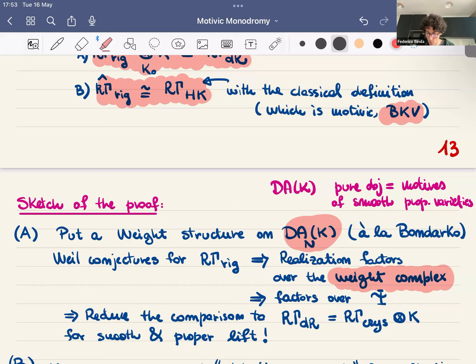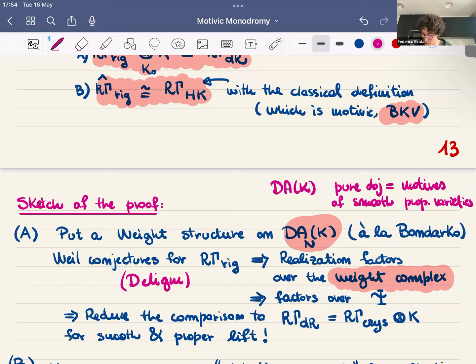Now, if you use the Weil conjectures for rigid cohomology, as proven by, well, I should say Crew, and then I should say probably Deligne, because last time I mentioned how the Weil conjectures were proven for rigid cohomology. Hélène told me that I should of course always say that the proof is due to Deligne. I'm not joking, of course, that's a serious input. So using Deligne's work, pimped a bit for rigid cohomology, you get that the realization that we considered actually factors through this weight complex constructed out of Bondarko's theory. And as such, it actually factors over the nearby cycle functor.